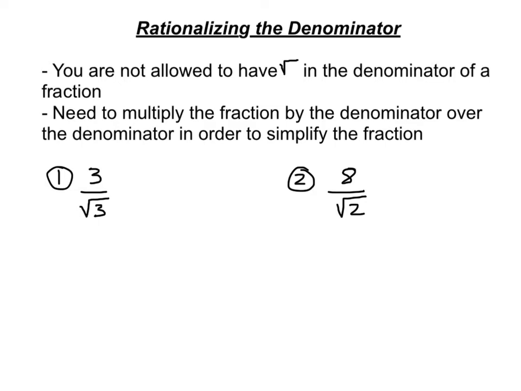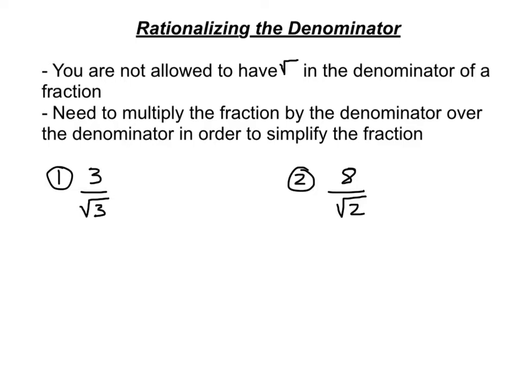So first thing we're going to talk about here is rationalizing the denominator. And what that means is that you're not allowed to have a square root in the denominator of a fraction. So in order to do that, we've got to get that square root out of the bottom. So how are we going to get that square root out of the bottom of the fraction? Well, we're going to multiply the fraction by the denominator over the denominator in order to simplify the fraction.